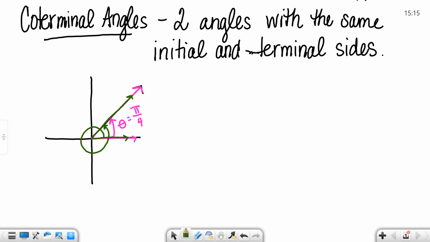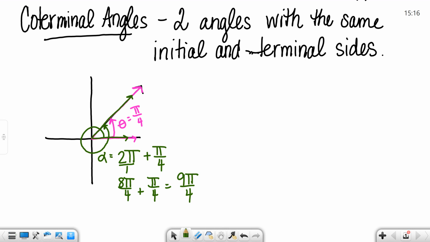The green angle, let's call it alpha, just so we can name it differently. Alpha is, we went all the way around the circle and then we added pi over 4. Okay, so we have to actually do the math there to get a common denominator. So that would be 8 pi over 4 plus pi over 4, which would be 9 pi over 4. So these two would actually be coterminal angles. They have the same initial and the same terminal side.